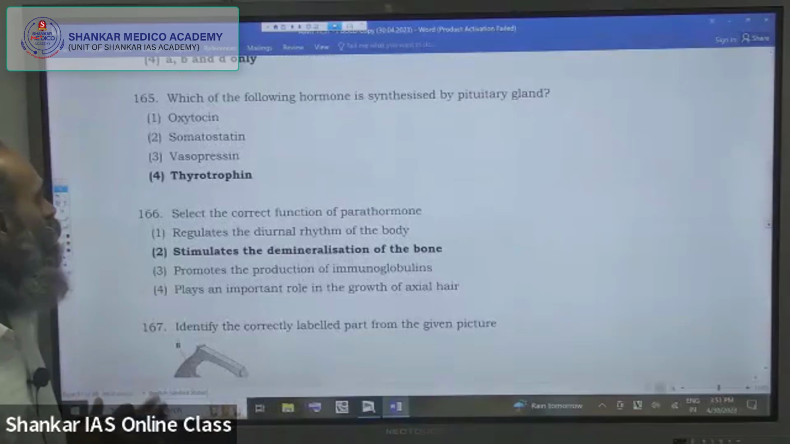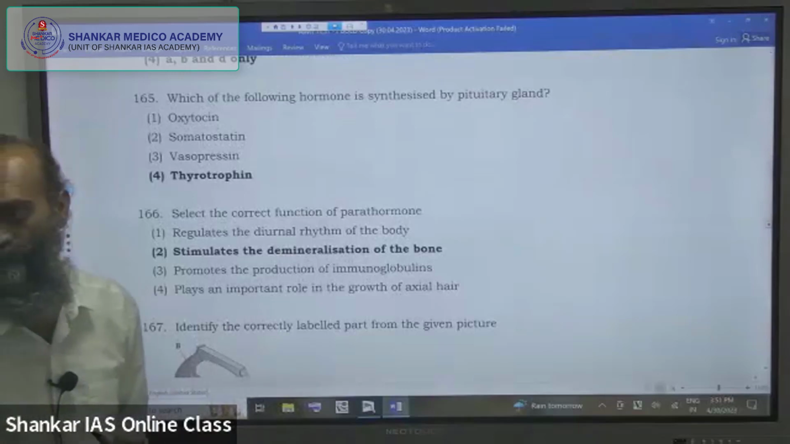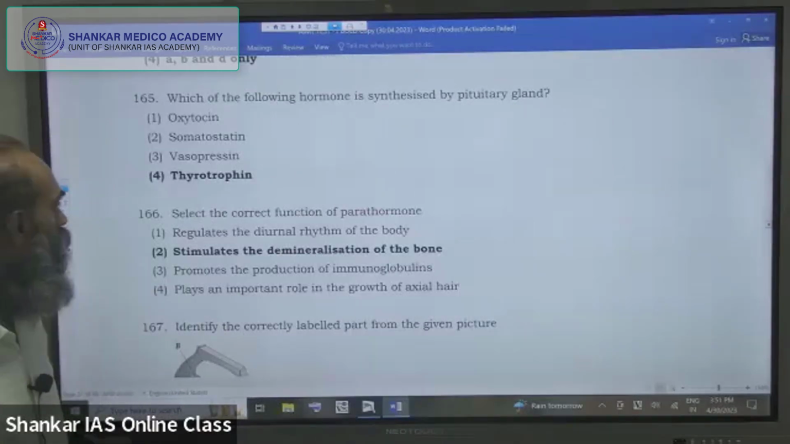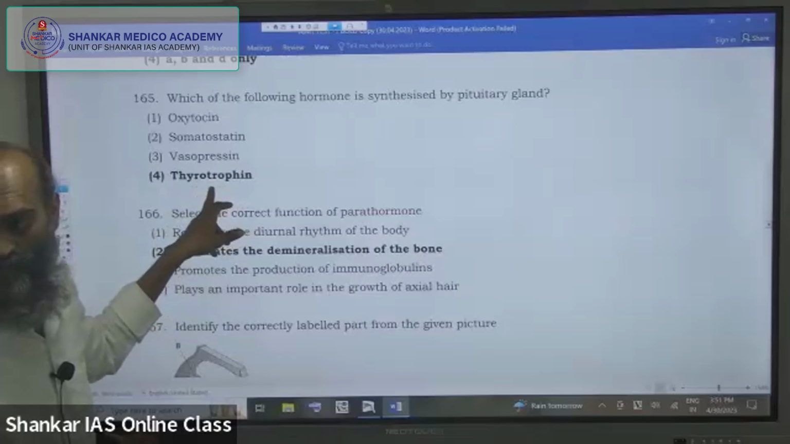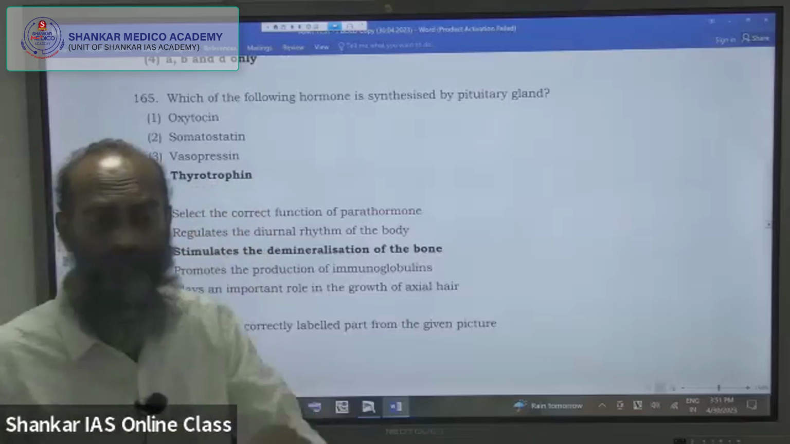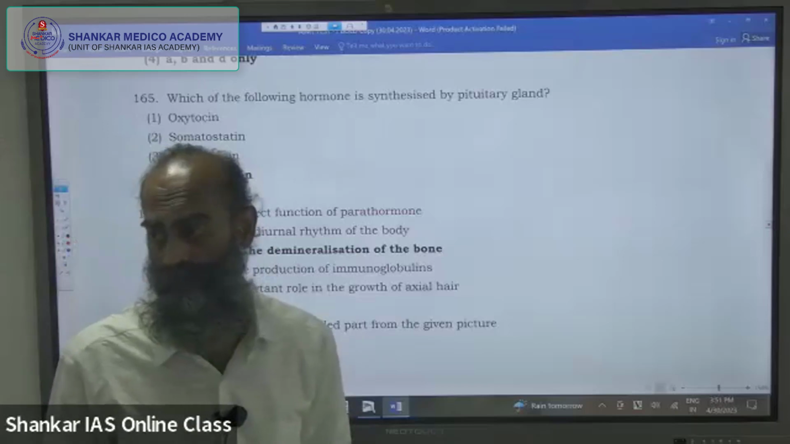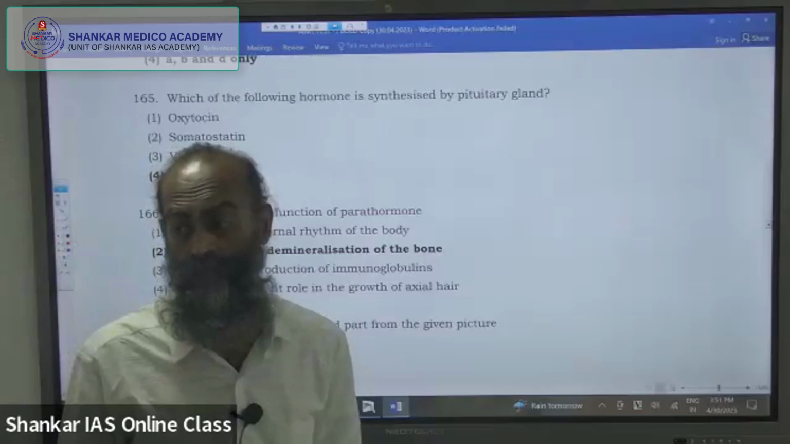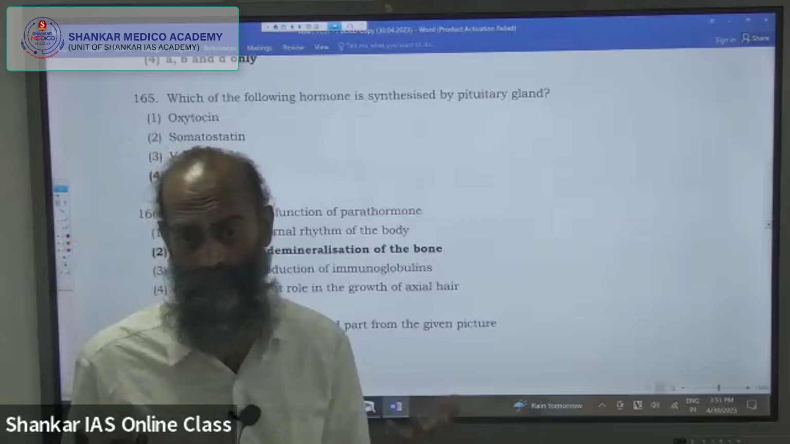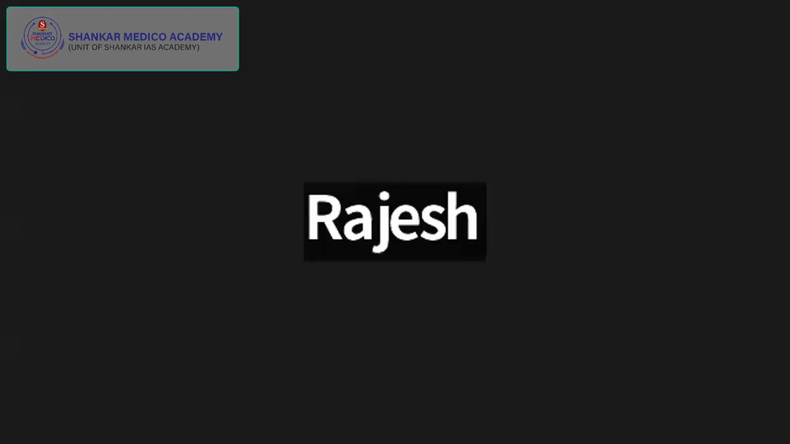Which of the following hormones is synthesized by the pituitary gland? This is also called TSH, thyroid stimulating hormone. TRH is secreted by... TRH, thyrotropin releasing hormone. Who is going to release it? The hypothalamus. Yes, the hypothalamus is correct.